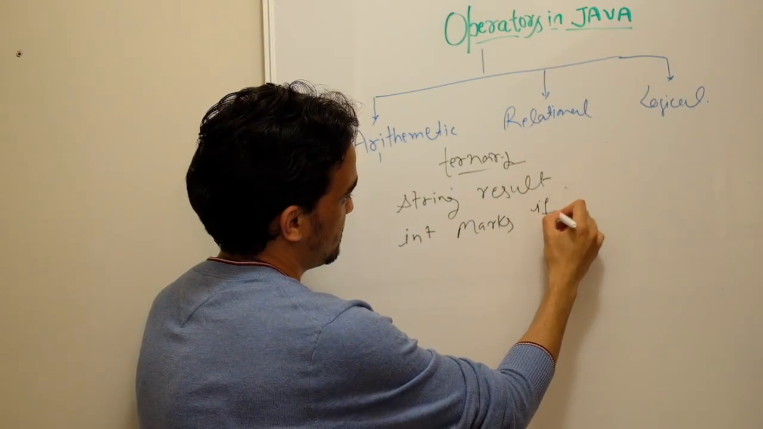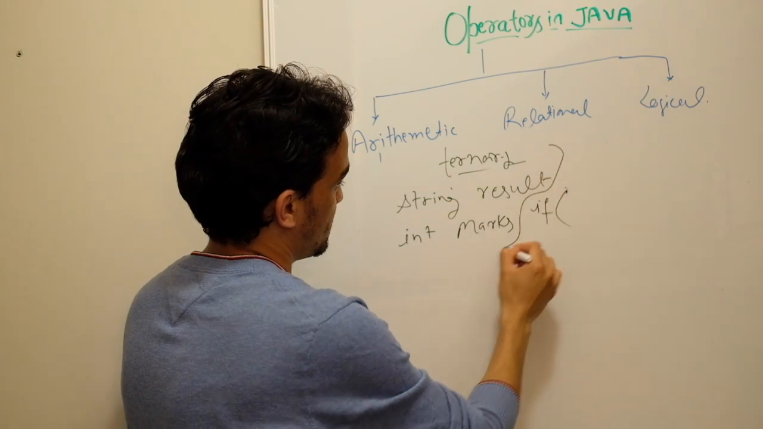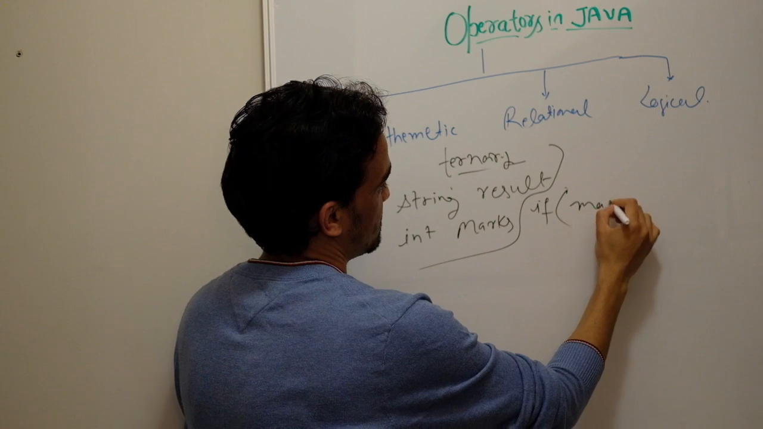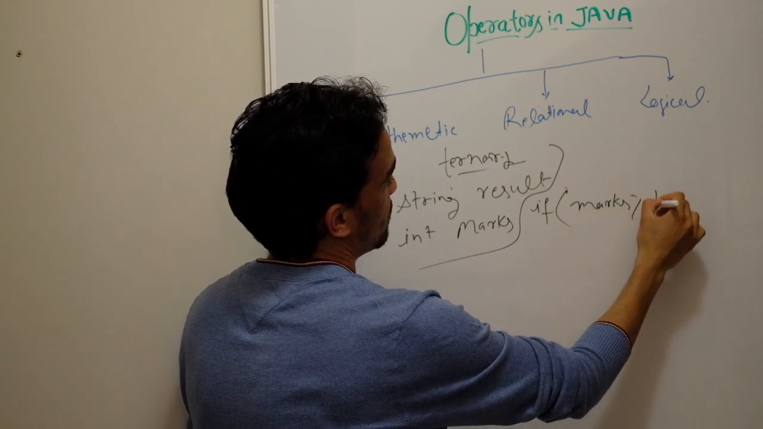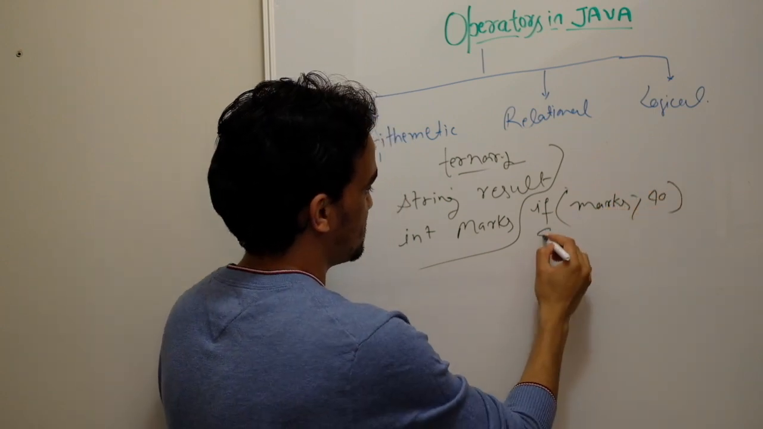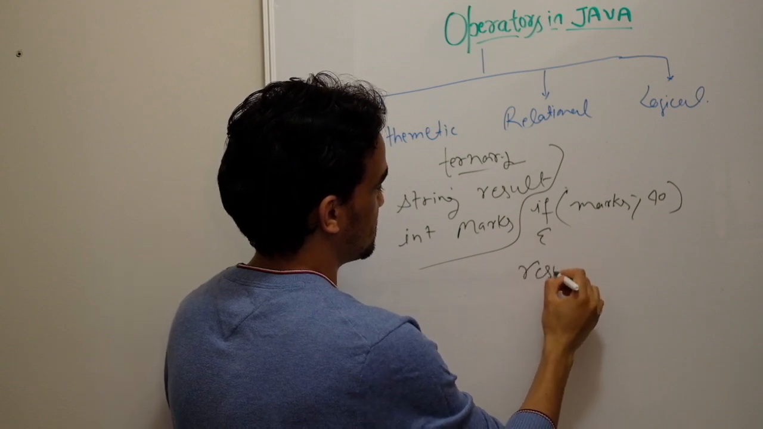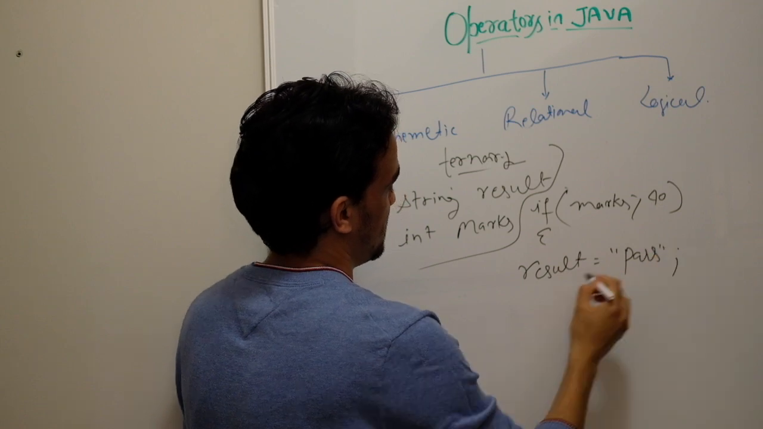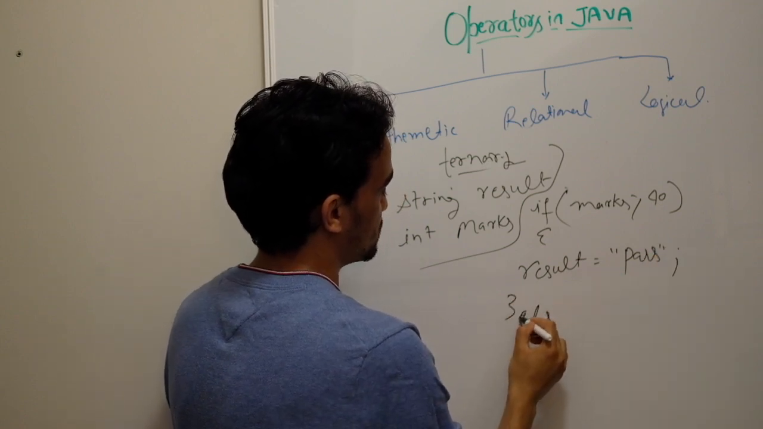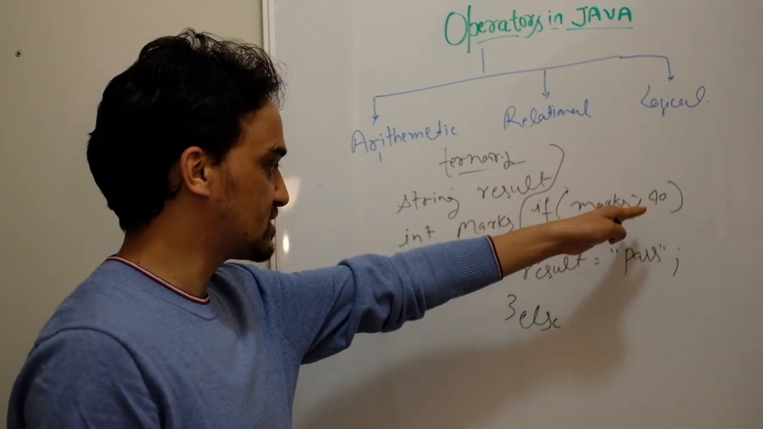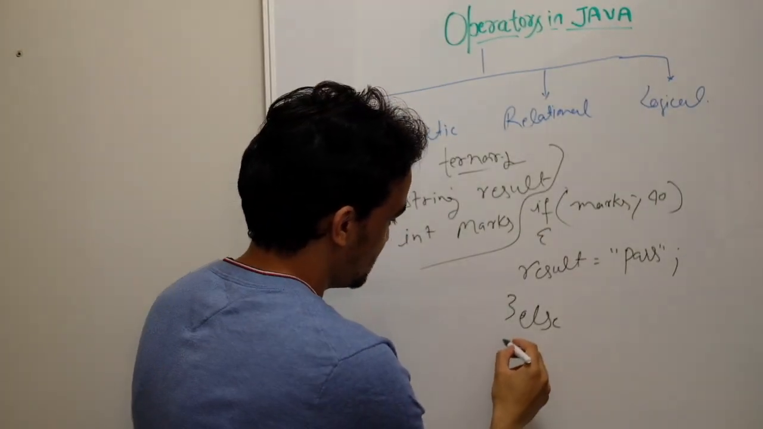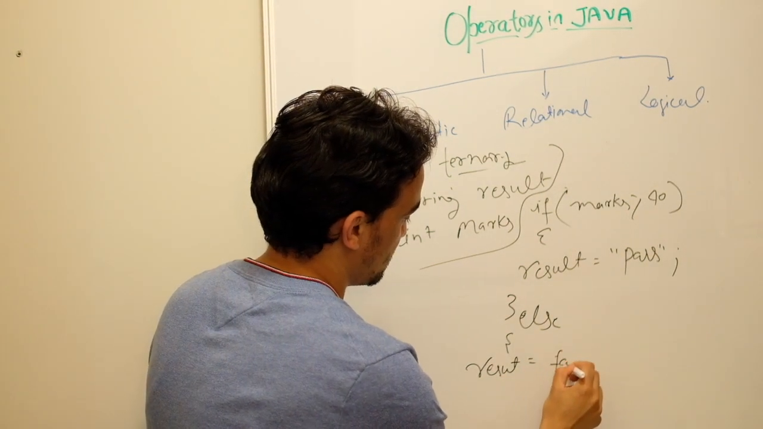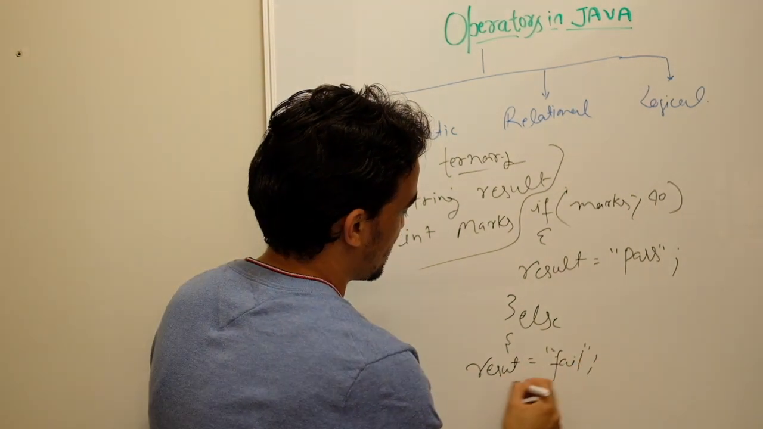If marks greater than 40, then result equals pass. And if it is not true, if it is not greater than 40 and it is less, then else result equals fail. Let's suppose we have this kind of condition.